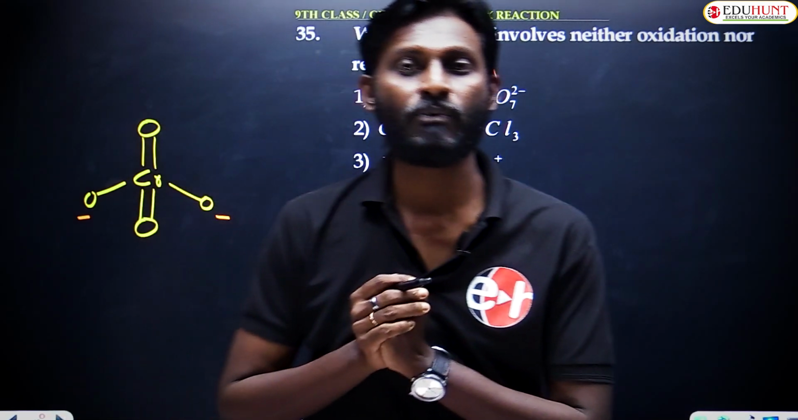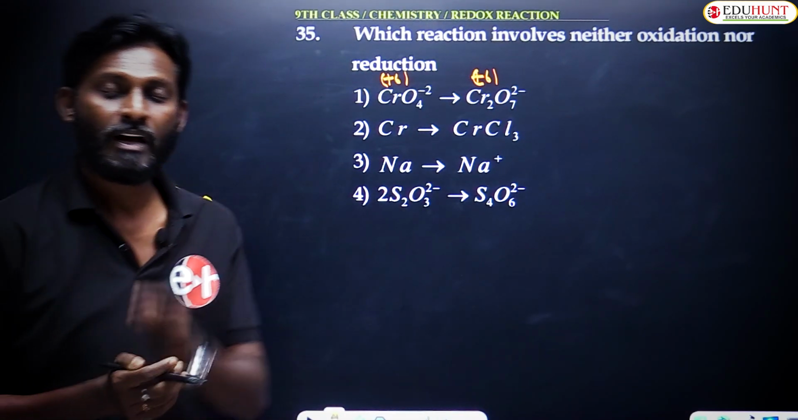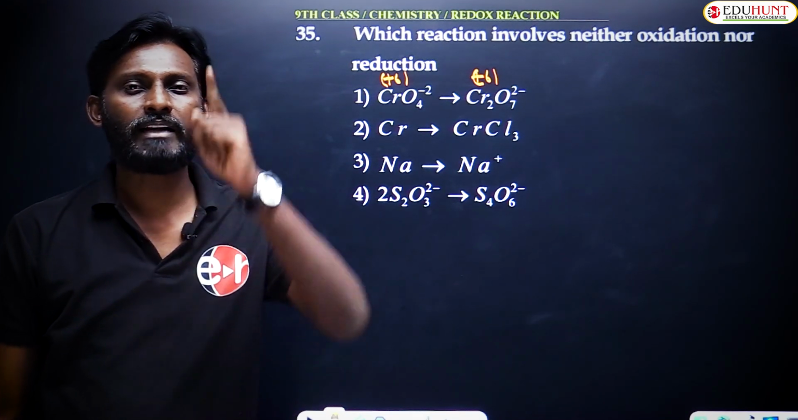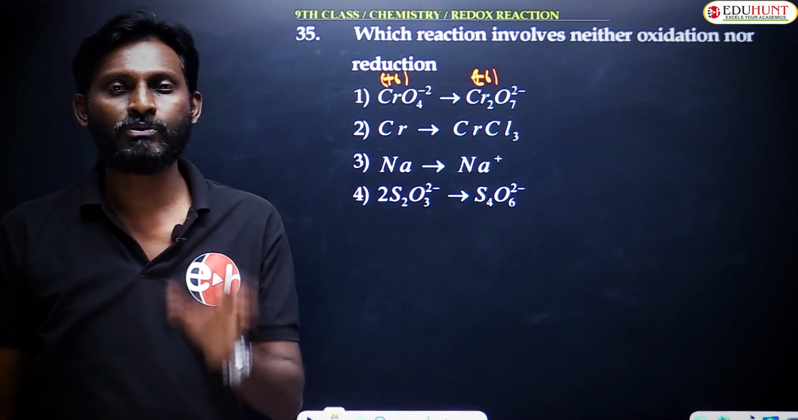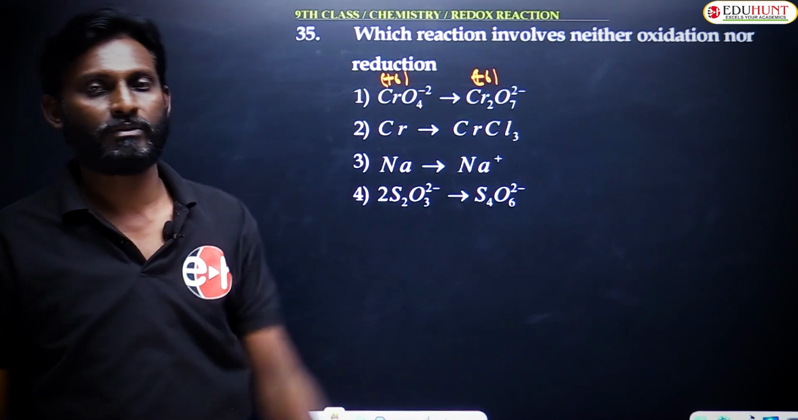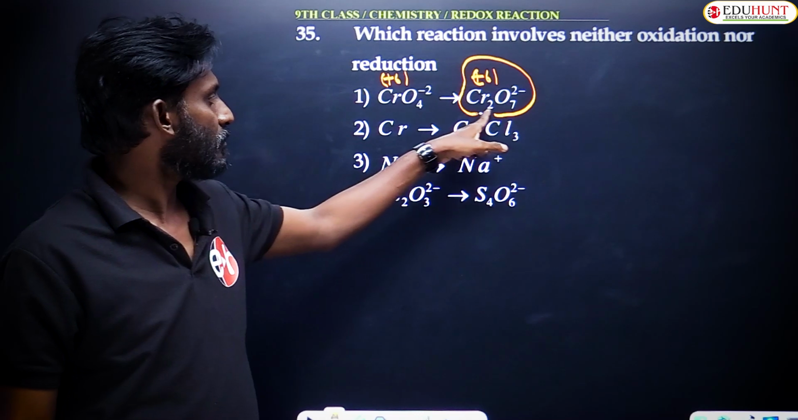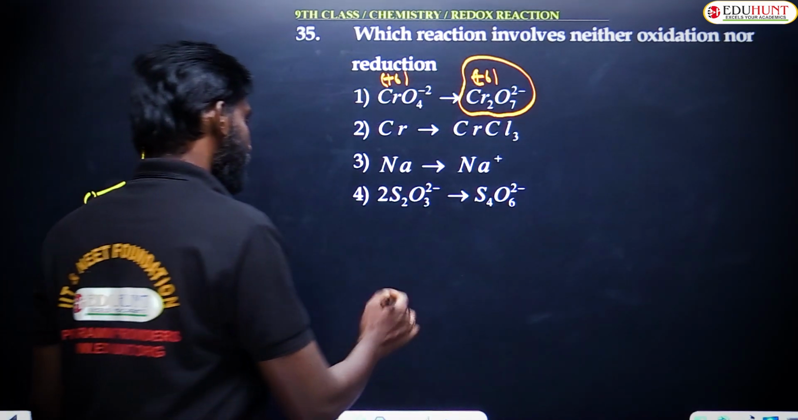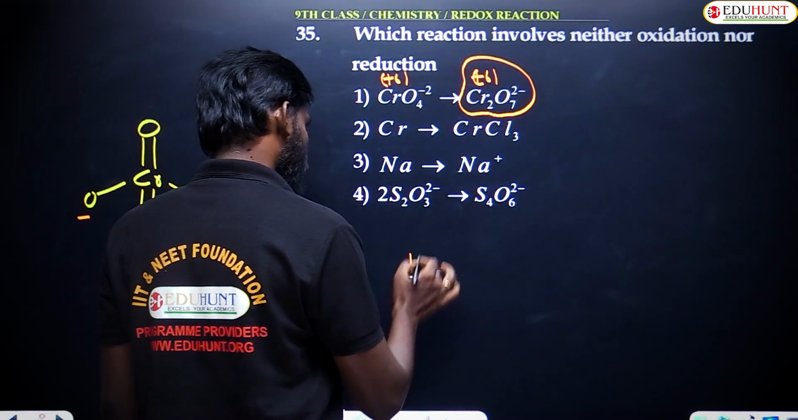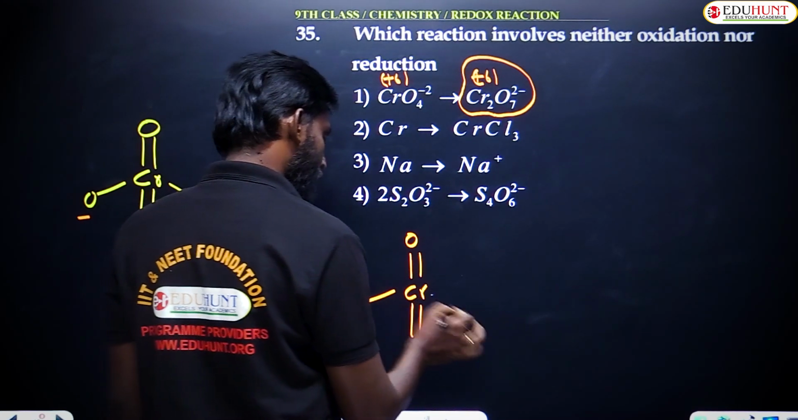Sir, how to draw the structure, sir? Yes, revise the VSEPR theory, chemical bonding chapter. In that chapter, I have explained and trained very well how to draw the structure for any chemical species, whether it is an ion or molecule. And this is Cr2O7 2 negative, dichromate. Dichromate will be like this. O minus.